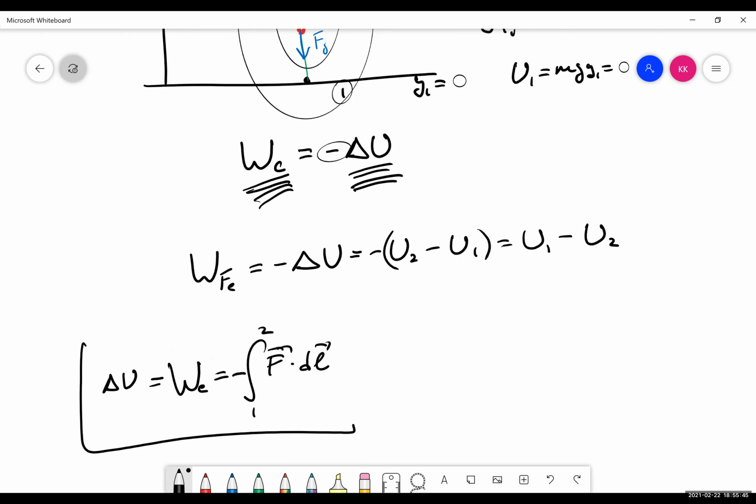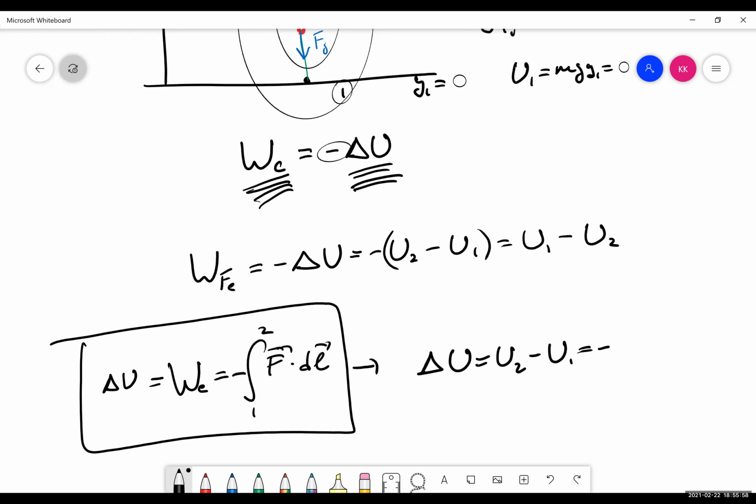That means this is how I can represent change in potential energy due to this electric force. That means, again, delta U, which is U2 minus U1, is equal to the negative integral going from point 1 to point 2 of F dot dl. So this is what we have.